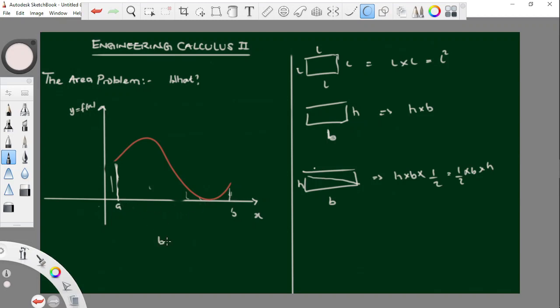The base is b minus a. But what is the height? Well, the height is constantly changing. Why did we not have this as a problem before? The reason we didn't have it as a problem with all the shapes is because they were straight lines, if you think about it. So the heights were constant during that time. But for a curve, the height is not constant. So how do we now give the area under the curve?